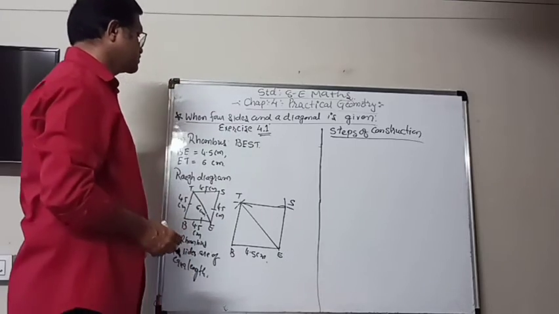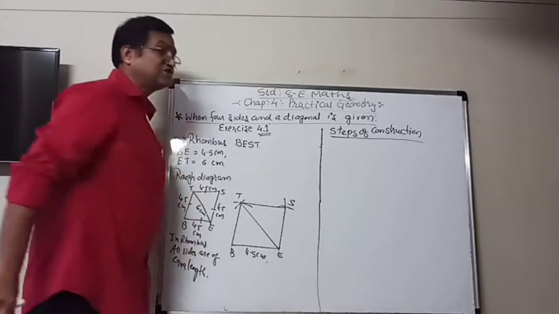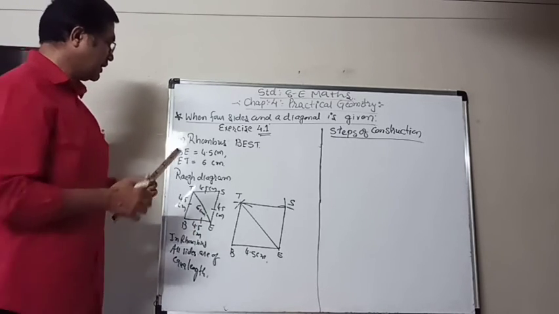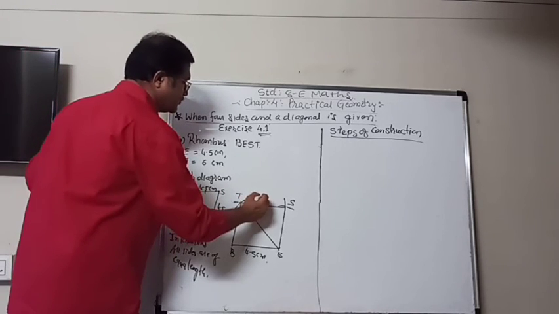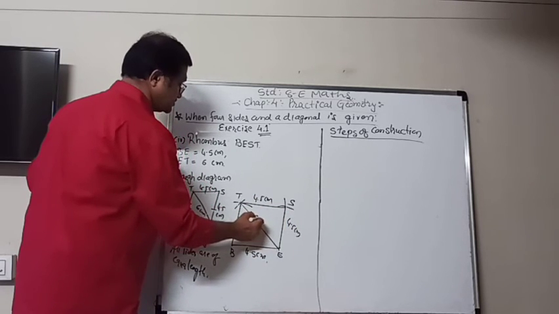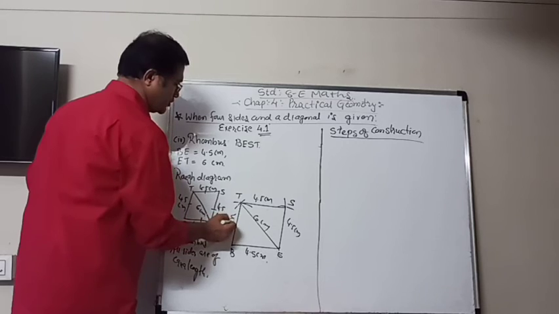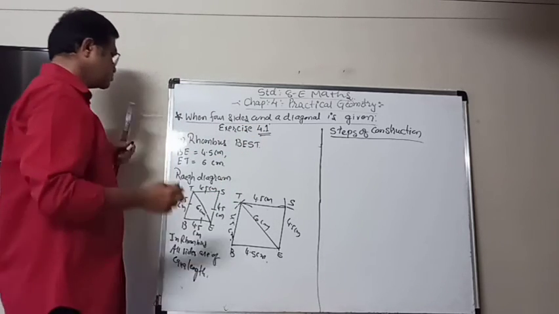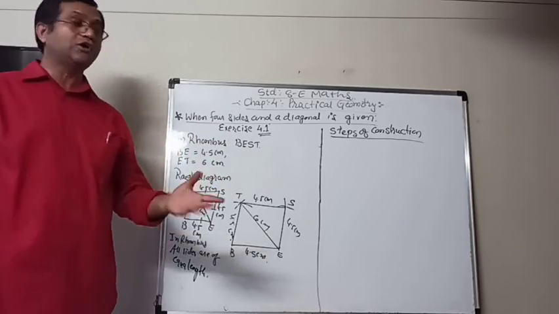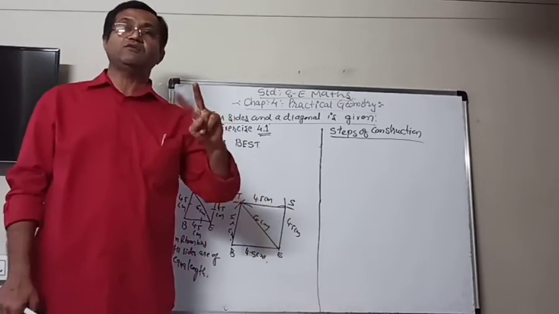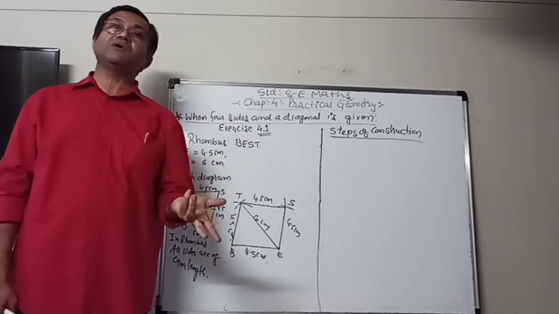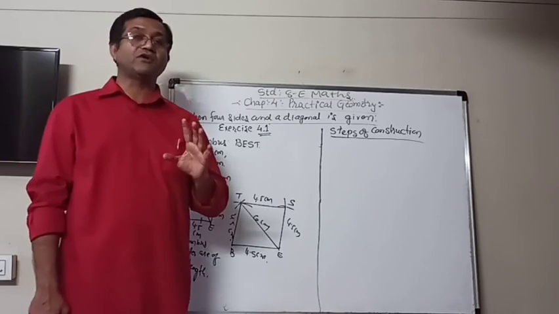So now you can write down the steps of construction yourself as I told you, and write down all the measurements here. 4.5 centimeter, 4.5 centimeter, 6 centimeter, 4.5 centimeter. So by this way, the rhombus. And in the parallelogram, as I told you, only two sides and the diagonal are given, but the opposite sides are of equal length. So you can draw it yourself also.